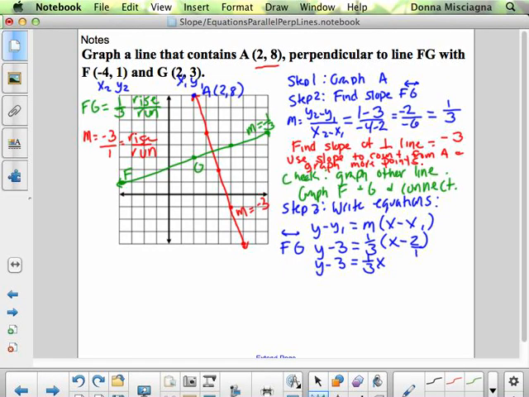If you put a little 1 under there, 1 times -2 is -2, 3 times 1 is 3. So this is just going to be -2/3. So now I need to add 3 to both sides.